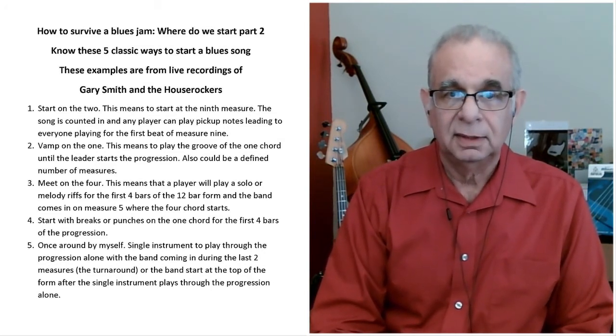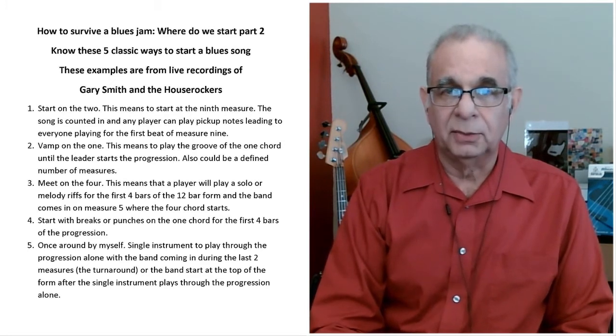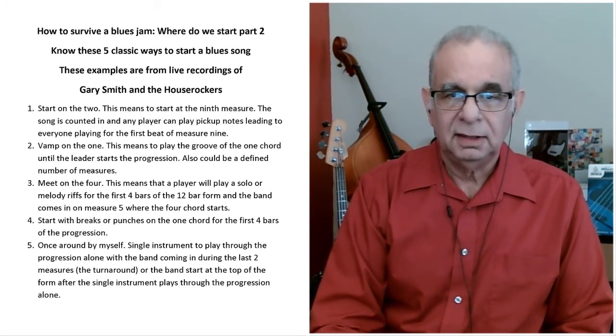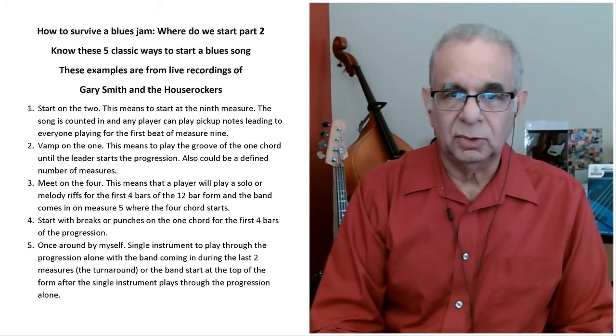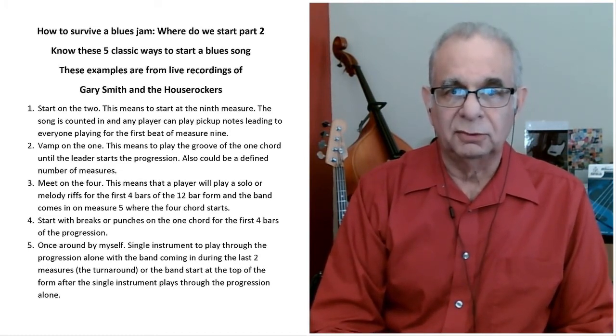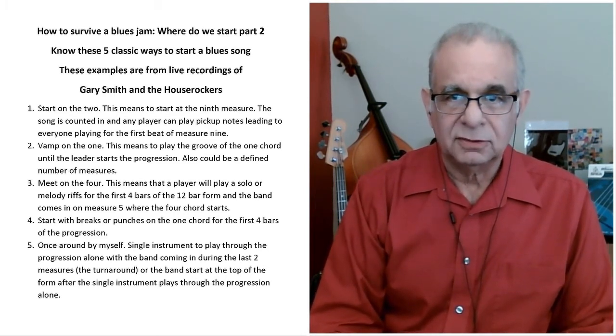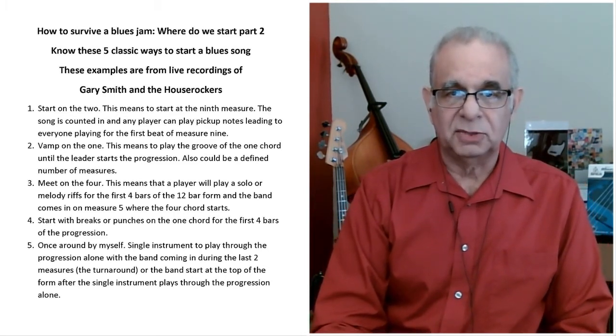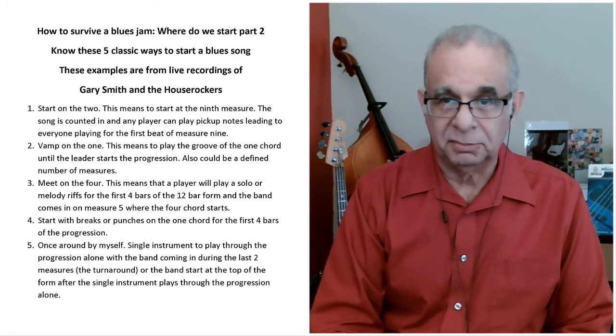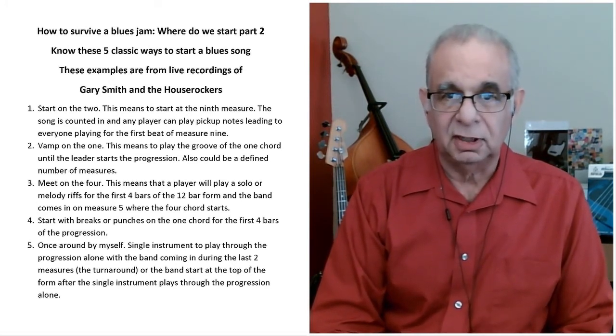The next is called Vamp on the 1. That means the band will play the primary groove that the song revolves around on the 1 chord. Sometimes that's a short vamp, sometimes it's a really long vamp, and I'm going to play you 2 examples of that vamp.